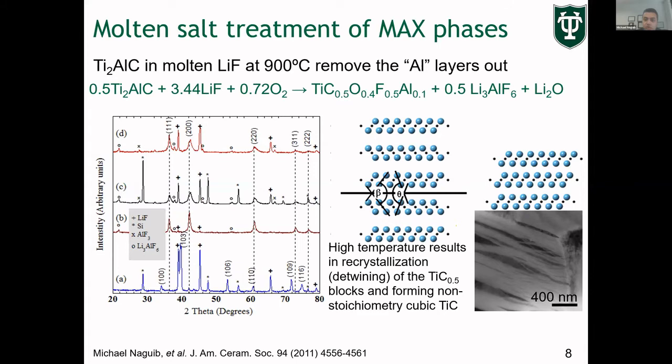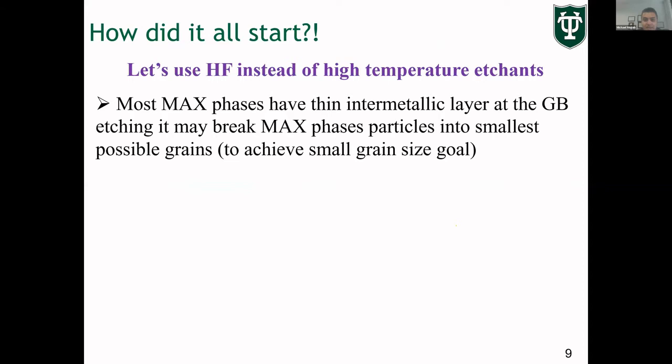So then I said, okay, why don't we use HF? Yeah, it is a nasty acid, but it has some interesting capabilities. For example, we know that the grain boundaries of the MAX phases usually have a very thin intermetallic layer. So if we can use hydrofluoric acid to remove the intermetallic grain boundary, then we can hopefully reduce the particle size of the MAX phase significantly to a small grain size, which was one of the goals.